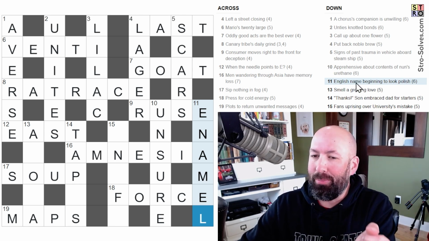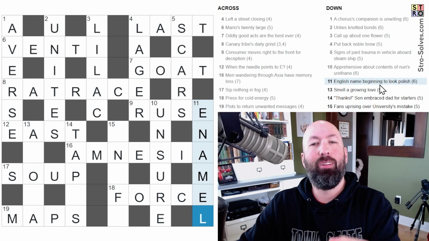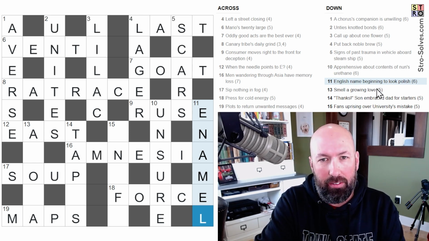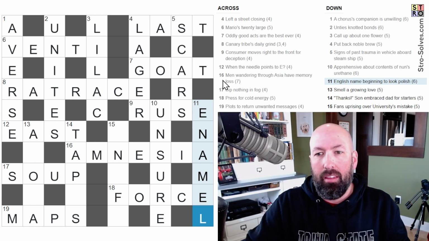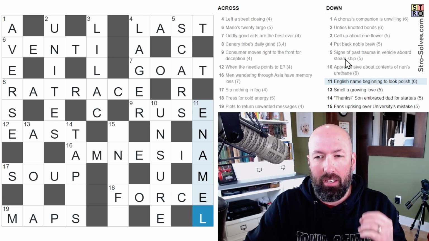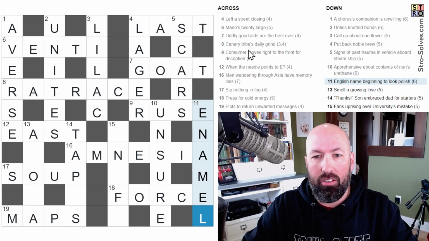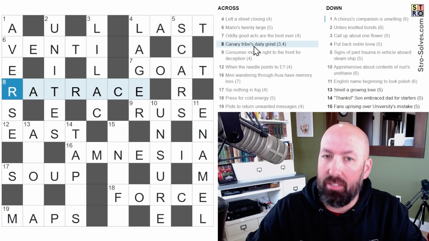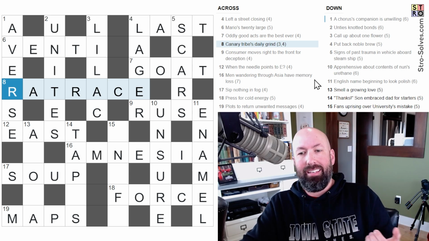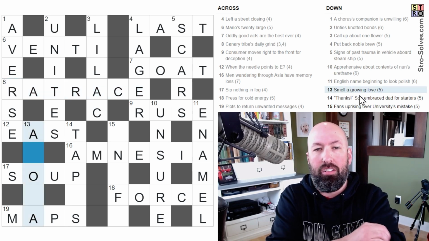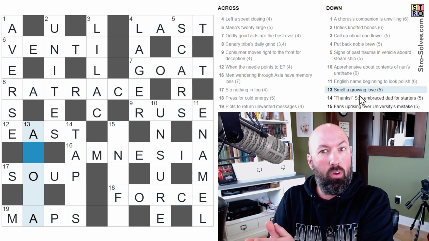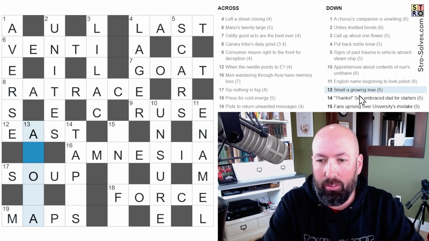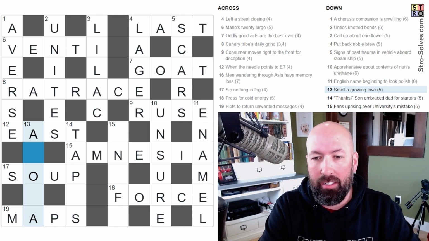I wanted to do a capital P because then you say English name beginning to look Polish, and it's sort of intentionally deceptive to make you think the wrong thing. These clues are often written to make you think the wrong way, right? Just like I had the apostrophe S up here, canary tribes, making you think possessive when it really is daily grind. So they're designed to make you think the wrong thing. So you have to think, okay, they're trying to make me think this way. What's another way to think? So anyways, all right, 13 down.